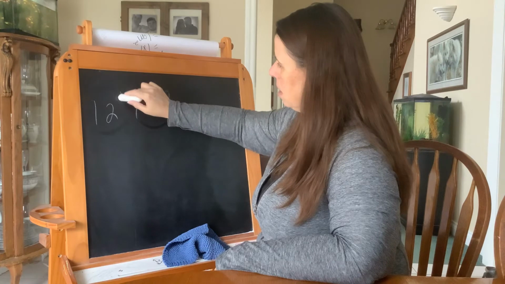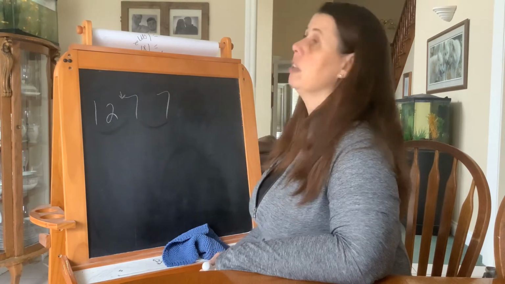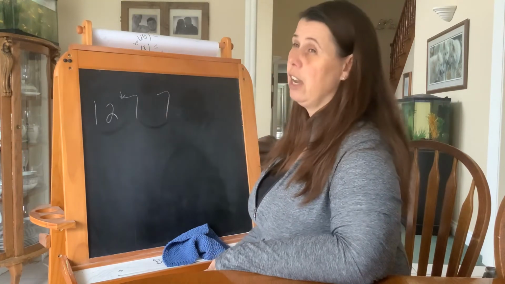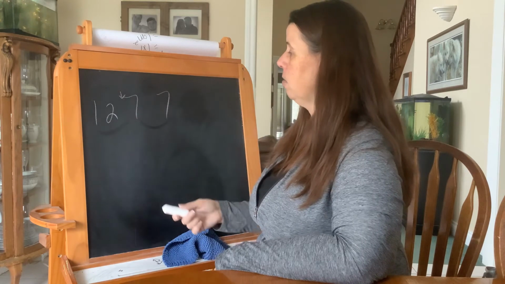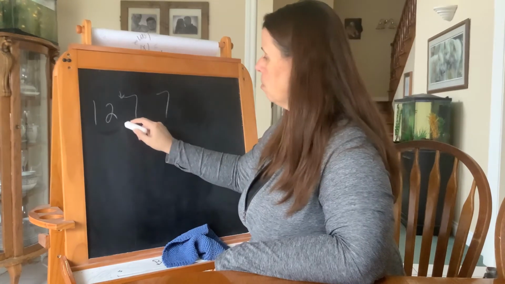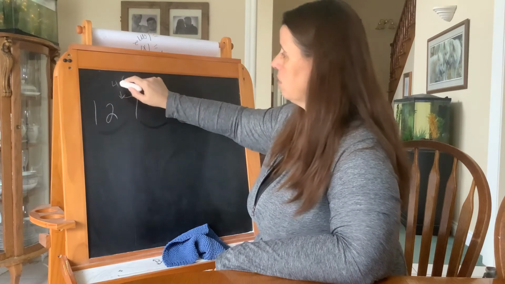Now my median would be halfway between 2 and 7. The difference between 2 and 7 is 5. I cut it in half and give half to that one. Half of 5 is 2.5. So my median would now be 4.5.